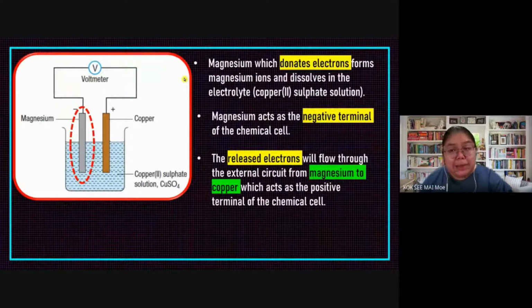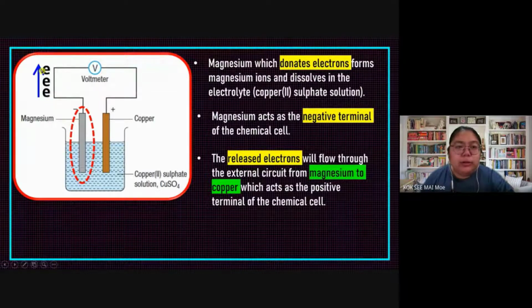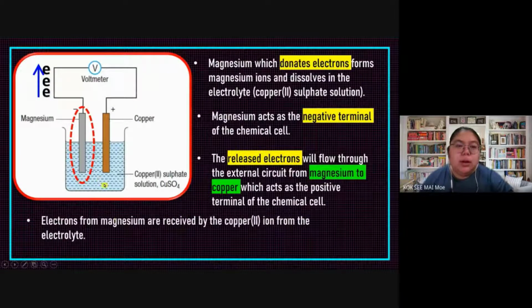Okay, so this one is a chemical cell. Now you can see the direction of the electrons. They start to move. Electrons move from the magnesium to the copper. Electrons from the magnesium are received by the copper ions from the electrolyte. At the bottom, the electrons will go up, is it? Inside the solution, there are still electrons.